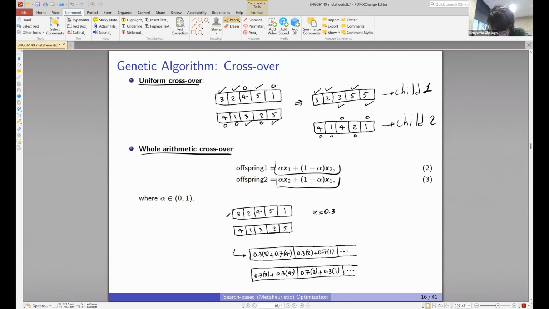Like in this example, if alpha is 0.3, child 1 can be 0.3 times 3 plus 0.7 times 4. The second gene, 0.3 times 2 plus 0.7 times 1. We can have the other way around for child 2. Okay.